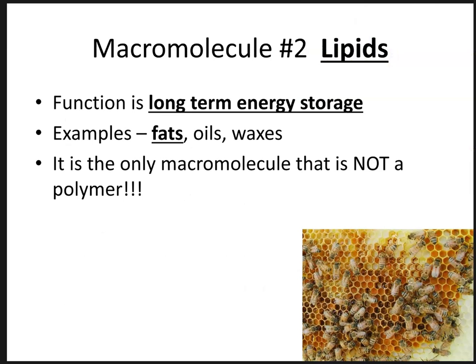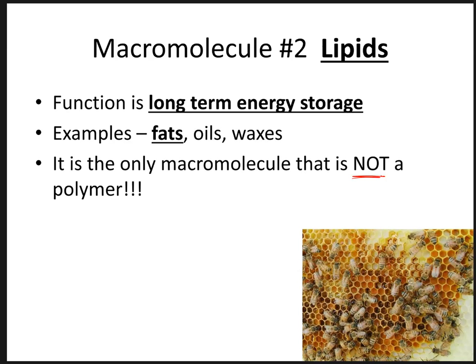The next type of macromolecule is a lipid. Lipids provide long-term energy storage. Examples would include fats, oils, and waxes. It is important to note that this is the only macromolecule that is not a polymer.